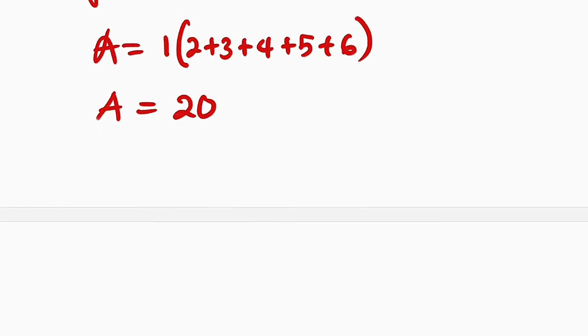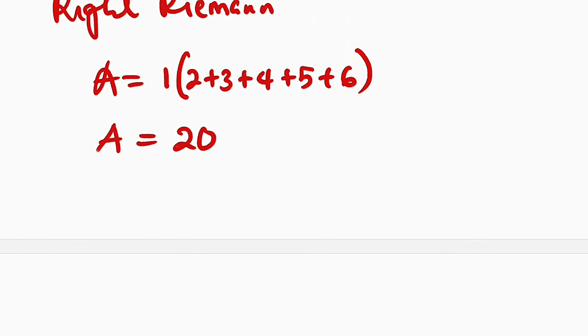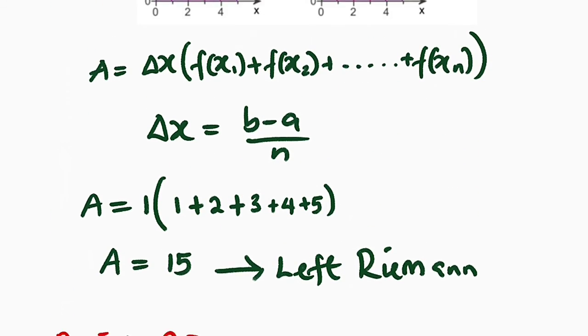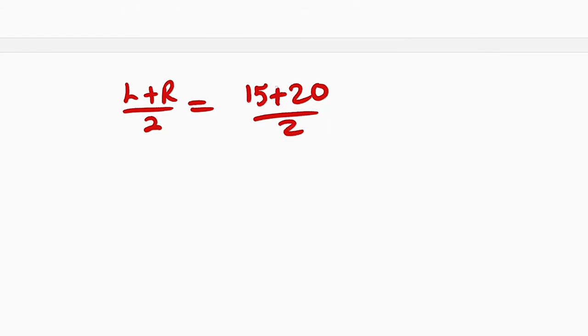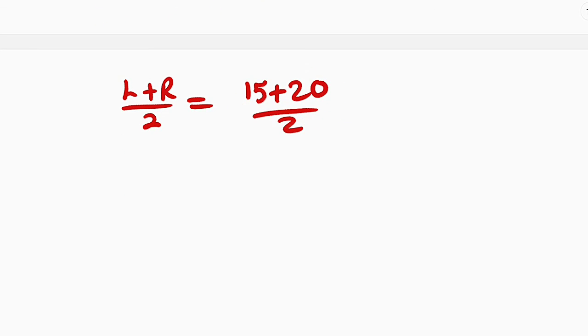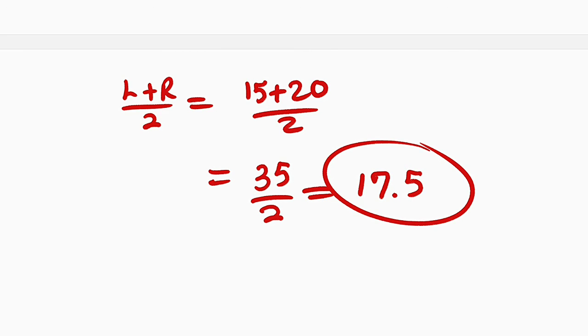And another thing you should note about this Riemann sum, if you add the left and the right Riemann sum and divide by 2, it will give you an area which is closer to the actual area. Let's do that. Let's take the average. Left plus right divided by 2. This is 15 plus 20 divided by 2, because you remember the left Riemann is 15 and the right Riemann is 20. If you add these two together, you have what? 35. So this is 35 divided by 2, which is exactly 17.5.